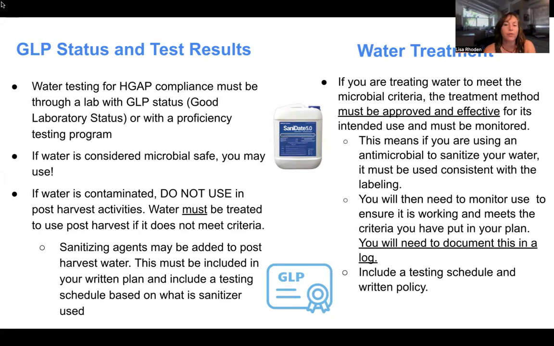Also, on that note, if you are using a sanitizer to clean your water and bring it up to that standard, this has to be an approved and effective method. That means that you have to do it according to what the label says. You need to make sure that that is actually listed on the label, that you can use that sanitizer for water to bring it up to that microbially clean standard. And then occasionally you're going to need to check that it's working. So again, this is a log that you're going to have to keep, going to document this information, and we're going to have a testing schedule that we come up with. We can help you with that. We'll write that into your farm plan, and that's something that will create a log for you to use as well.